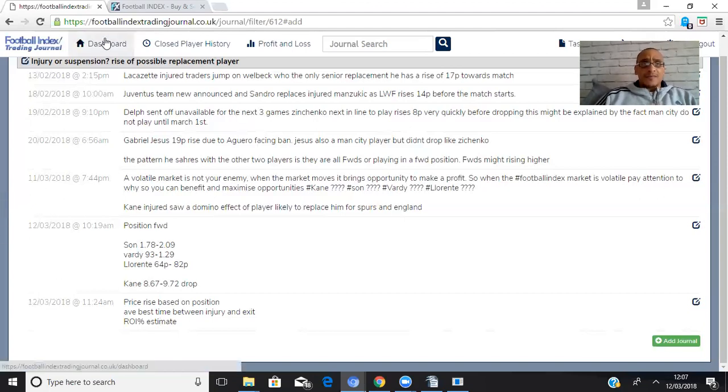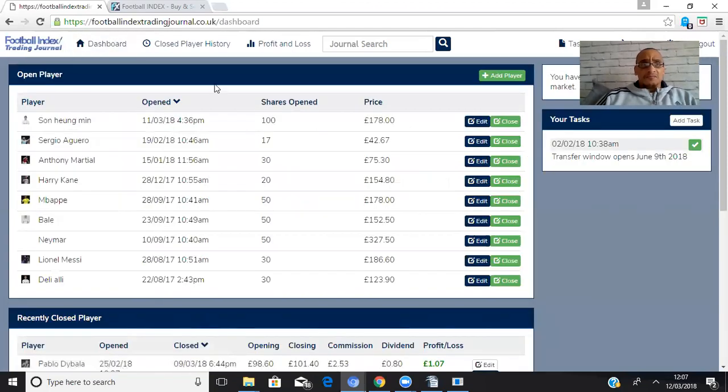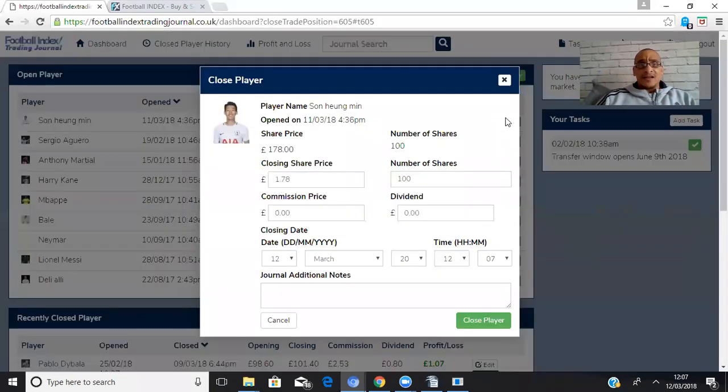So let's do this. Son, let's say I was to close this trade. We've got all the information here, the earliest price that we got on him, the amount of shares. Now, again, this is important information from what I was telling you about the time from injury to exit, and this is where it helps. All you do here is record the time, and this gives you the data you need.